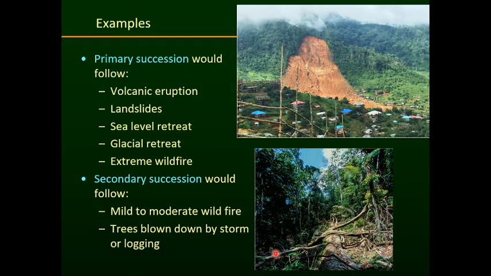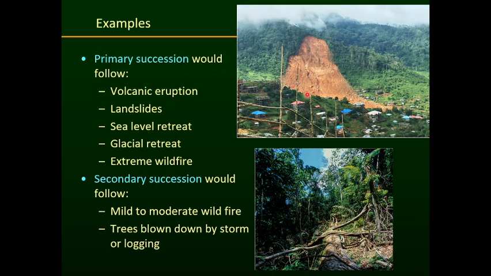Okay, you've watched the video now. Let's do a little bit of review about primary versus secondary succession. These are some examples of each. Primary succession, everything's wiped out. That's volcanic eruptions, landslides, sea level retreat during a phase of global cooling where the seas drop in their altitude, a glacial retreat like we saw in the cartoons a couple slides ago, and extreme wildfires. Usually wildfires are secondary succession. That's why I put them down here as mild to moderate wildfires, or a tree getting blown down in a storm like you see over here.